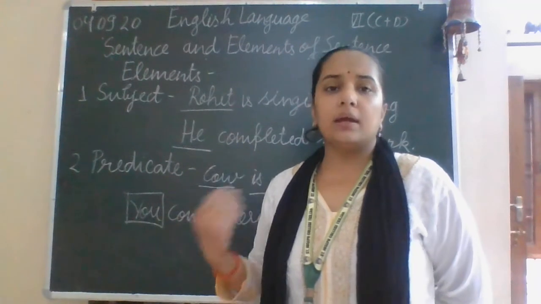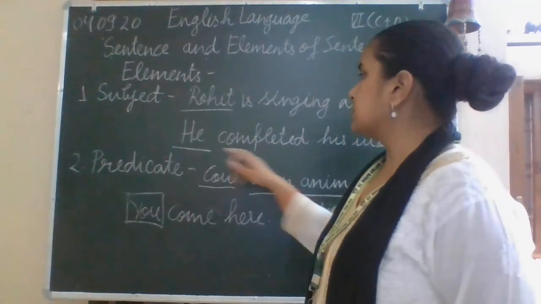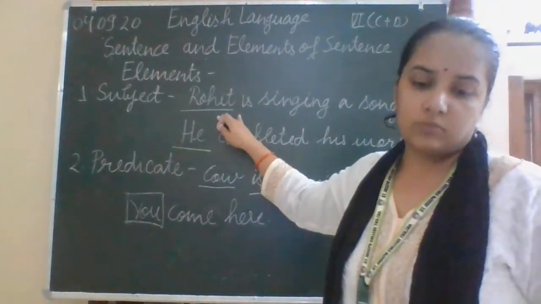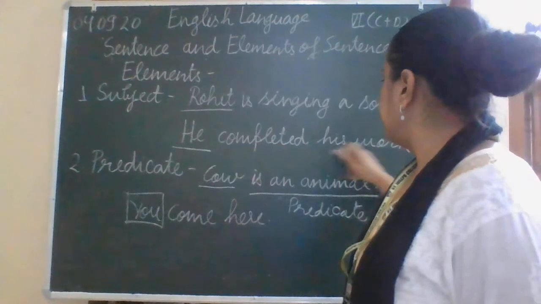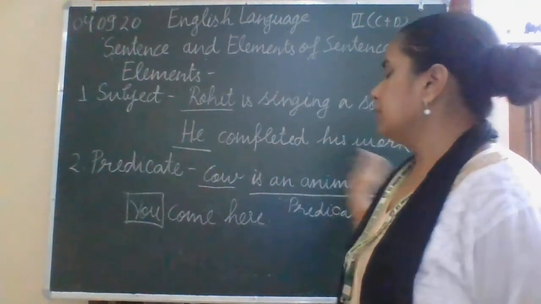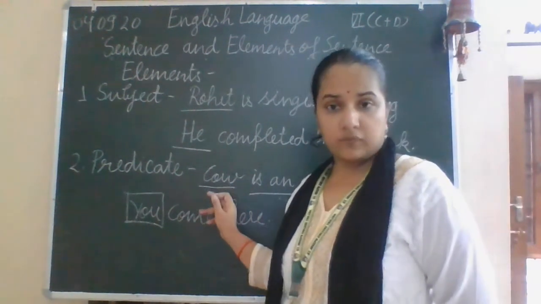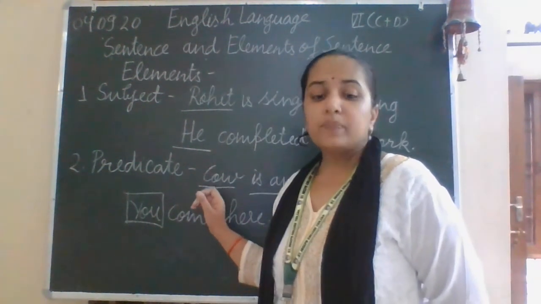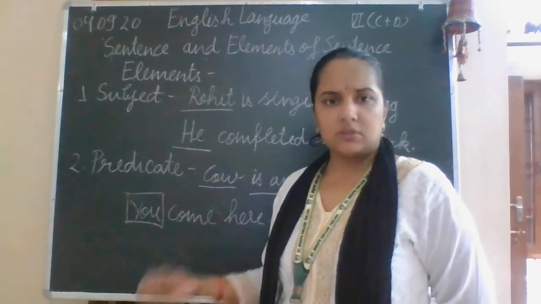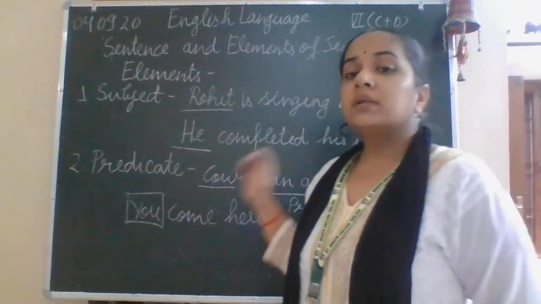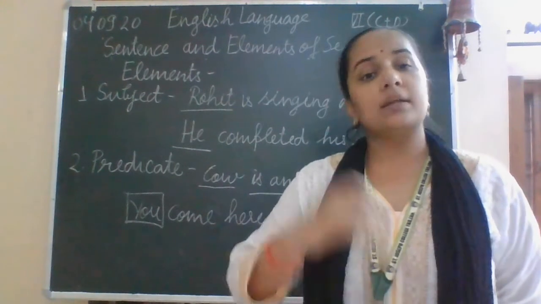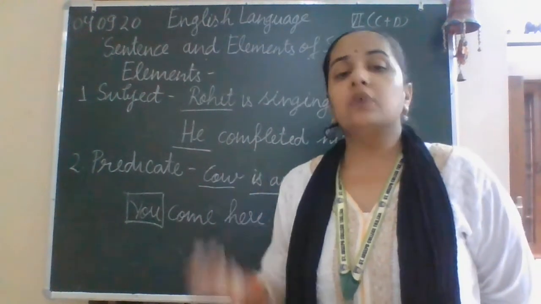And usually in the sentences, the subject comes first. Like here we have discussed, Rohit is singing a song, subject comes first. He completed his work, the subject came first. Cow is an animal, the cow is the subject of the sentence. We are talking about the cow. So in most of the cases, the sentence will start with the subject. First comes the subject, then the predicate of the sentence.